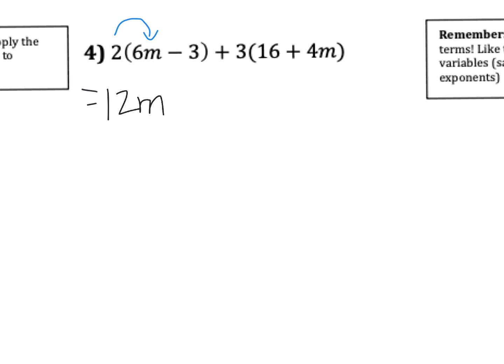I then am going to deal with my 2 times negative 3. Do not forget, that's all one term right there. So I do 2 times negative 3. Positive 2 times negative 3 is negative 6. Awesome. Next step. This is what's outside my brackets. It's the positive and the 3, or the plus 3. So I'm going to distribute that inside. So I'm going to do positive 3 times 16.